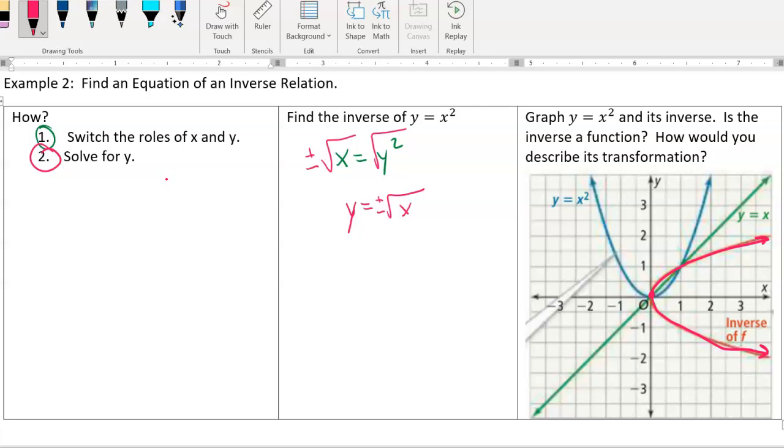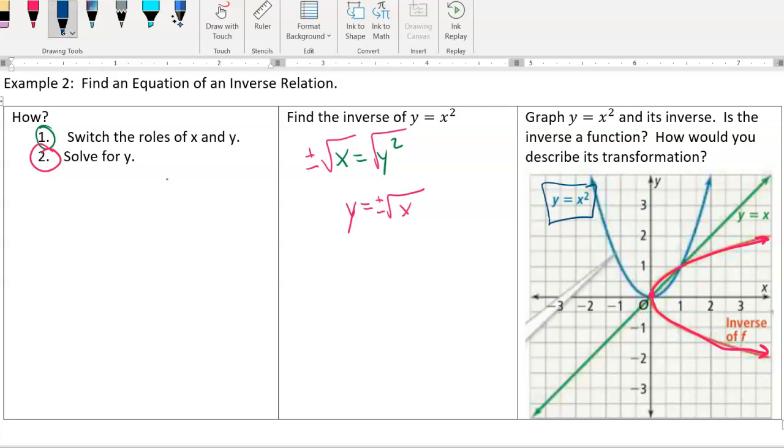Now let's look at what that says though. It says graph y equals x squared and its inverse. Is the inverse a function? How would you describe its transformation? So let's review how to tell if something's a function or not. If we can draw a vertical line, and no matter where we draw a vertical line, it passes through only one point of the graph, then it is a function.